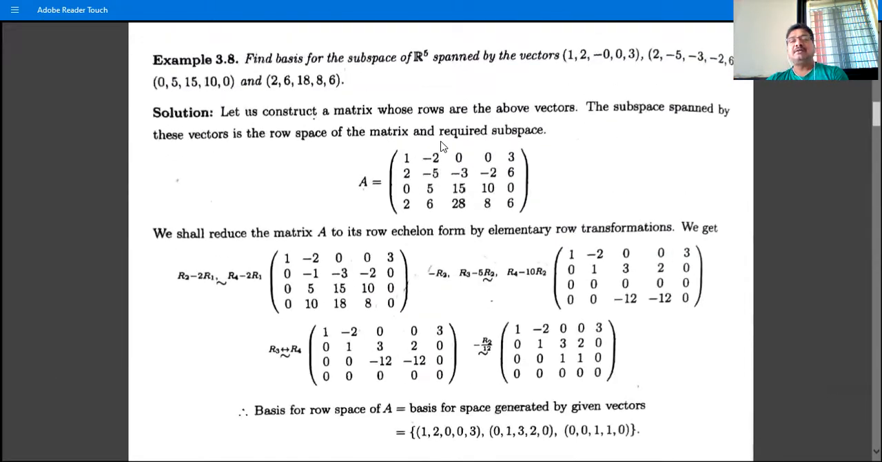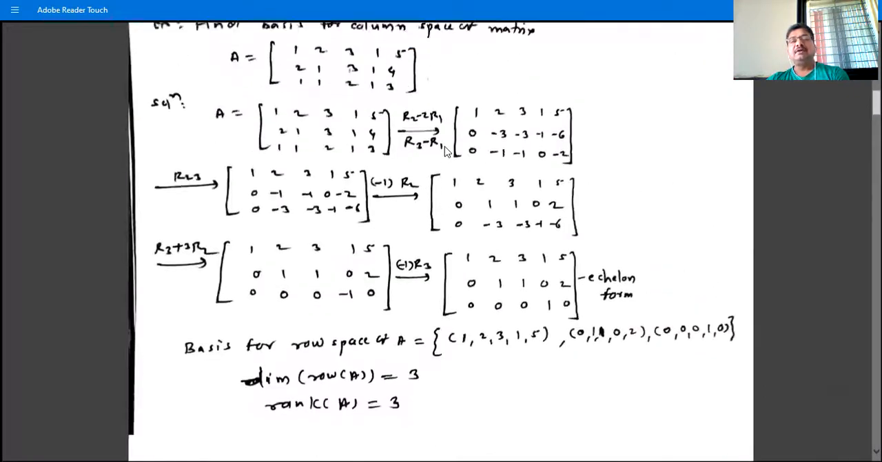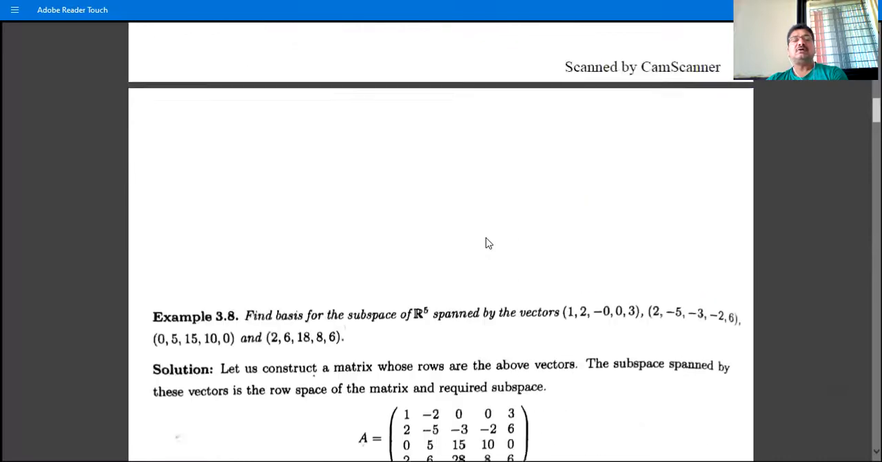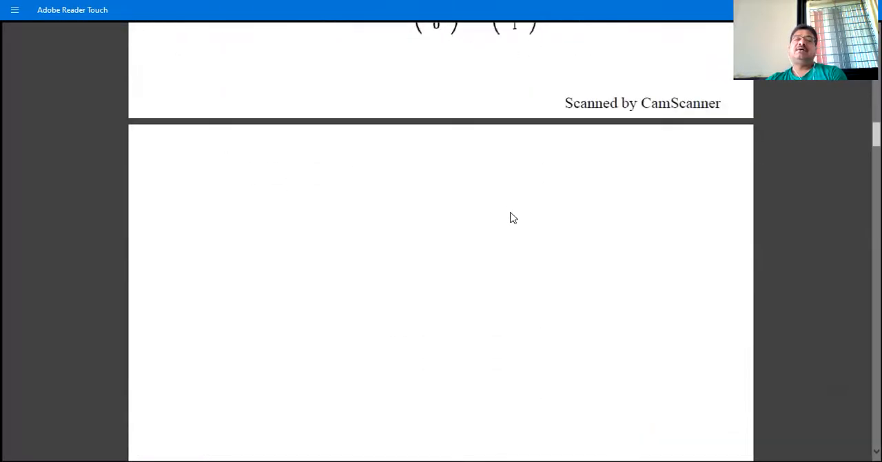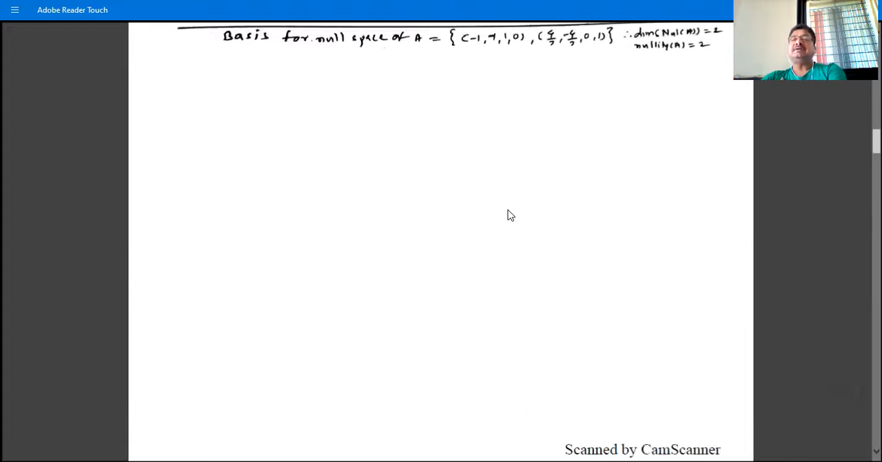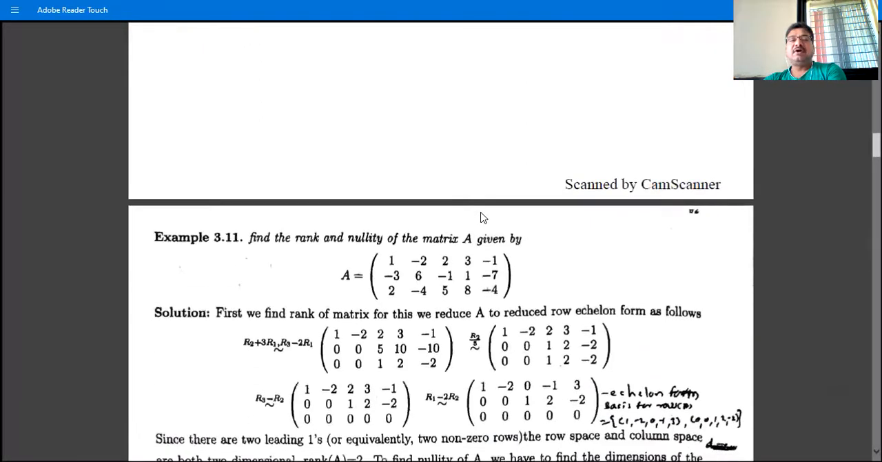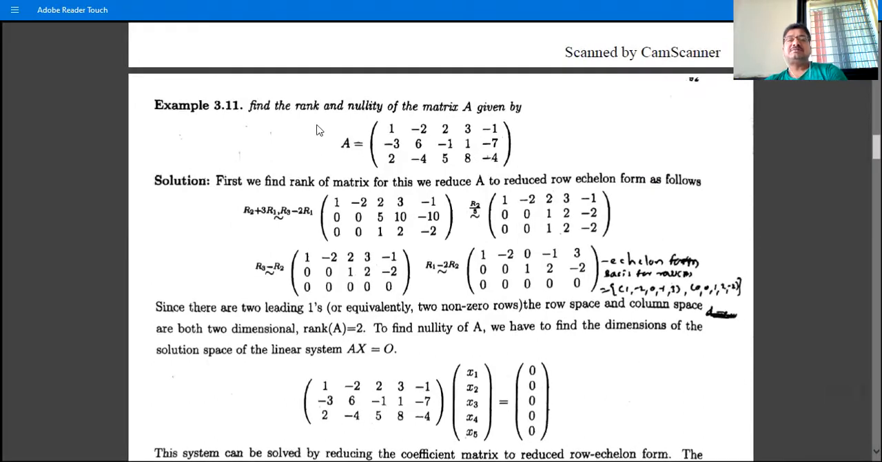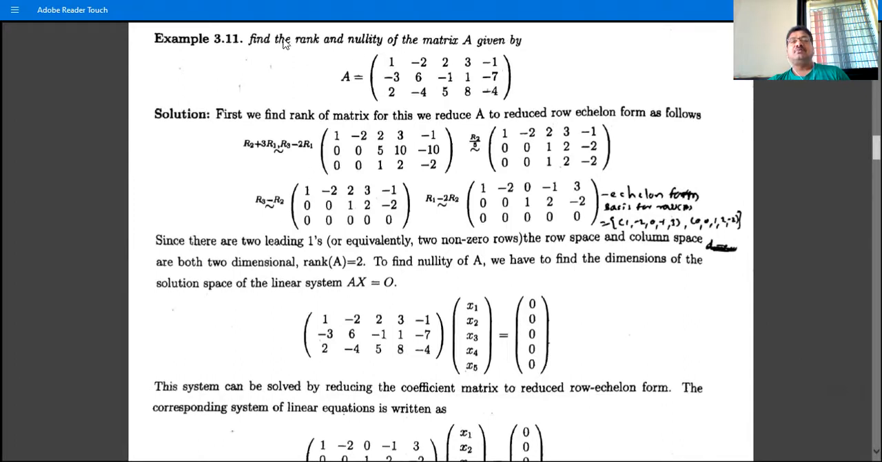And in order to find the rank of the matrix, we have to find the basis for either the row space or the column space. If the question is to find the rank and nullity of the matrix, then to find the rank we form the basis for the row space of A or the column space of A, and to find the nullity of A we find the basis for the null space of A. So first we will find the rank of the matrix.